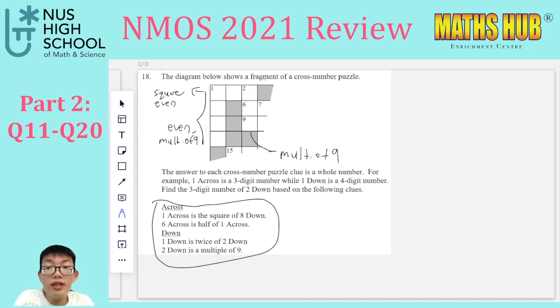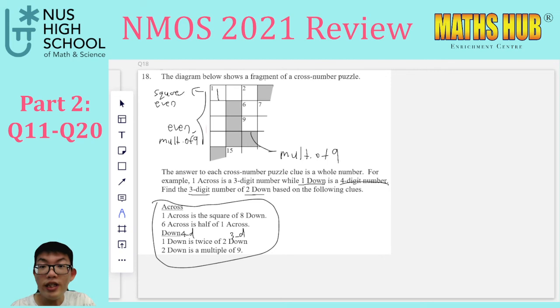Okay, so there is one thing that may not stand out as a clue, but is implicitly in the question, which is that 1 down is a 4-digit number, while 2 down is a 3-digit number. So the 3-digit number multiplied by 2 becomes a 4-digit number. Well, no matter how big your 3-digit number is, you multiply by 2, it must be less than 2,000. So it must be 1,000 and something. Okay, so that's the first thing.